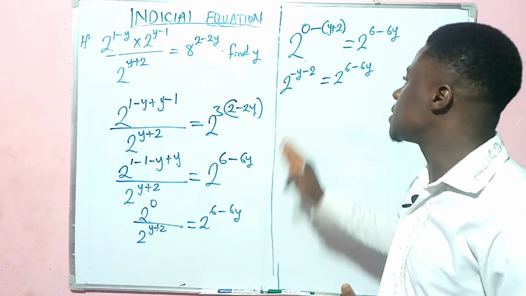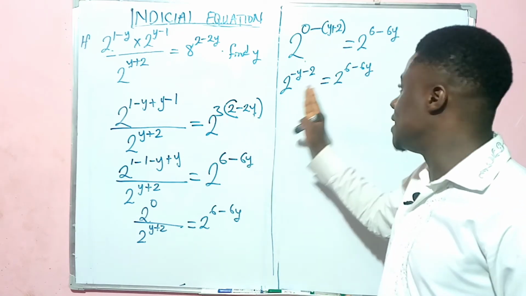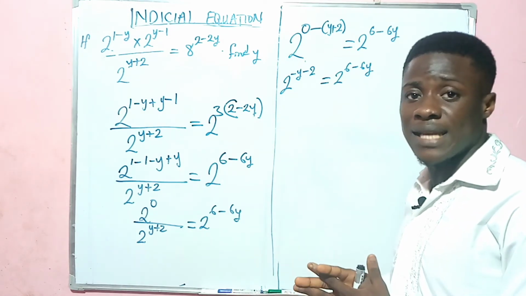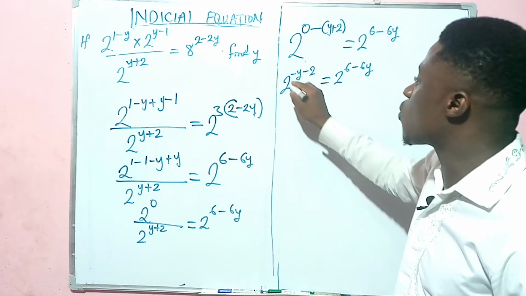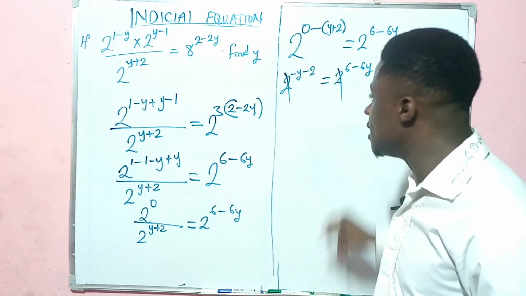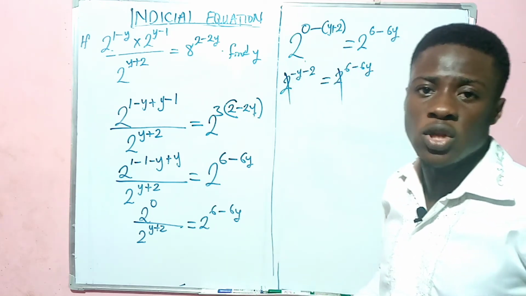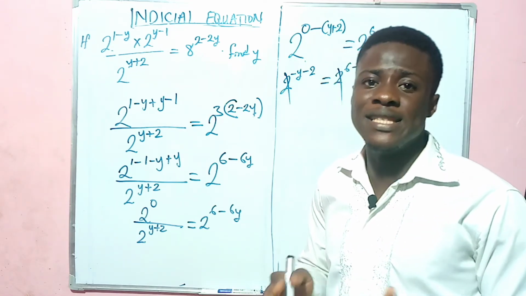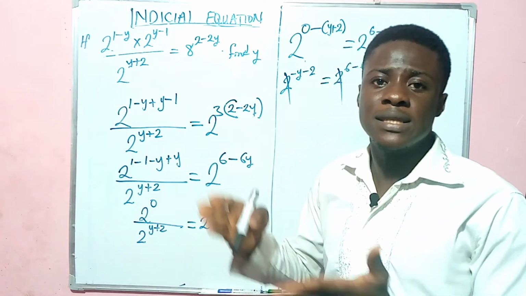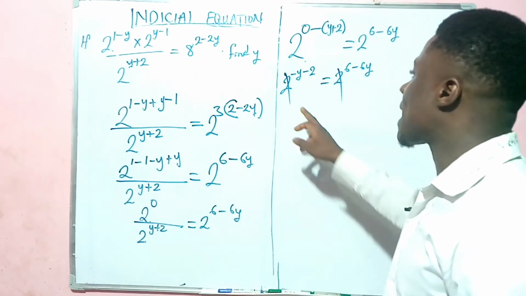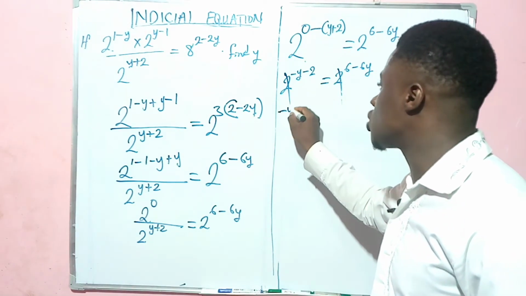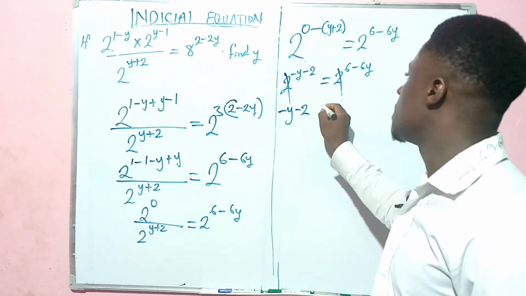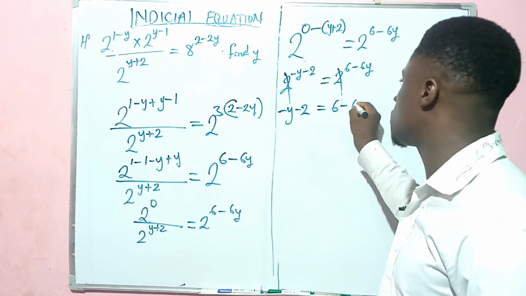And we are told that the left hand side of the equation is equal to the right hand side of the equation. So if that is the case, I can equally cancel out these bases, and I'll work with their powers, since the y in question is the power. Now when I cancel out both bases, I'm having the powers as minus y minus 2 equals 6 minus 6y.